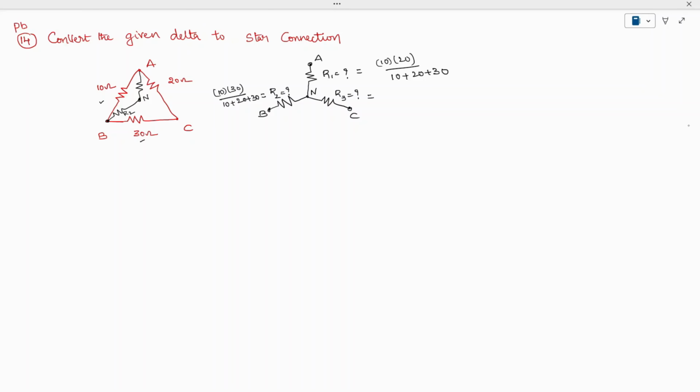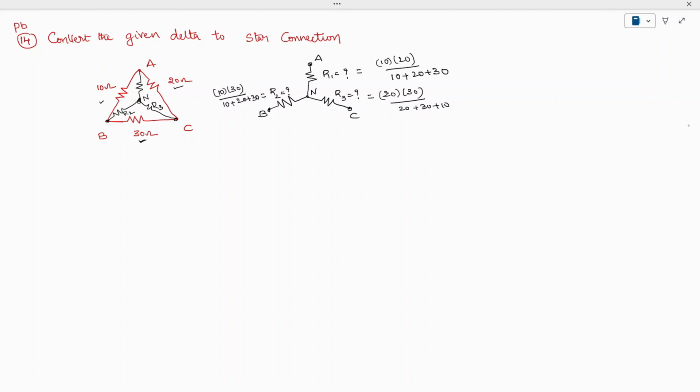And coming to R3, this is nothing but the R3 value. If you carefully observe, this R3 is connected to the two red resistors, 20 as well as 30. So the numerator you are going to get is the product 20 into 30, divided by the sum. What is the sum? 20 plus 30 plus 10. So that's how we are going to get the values.